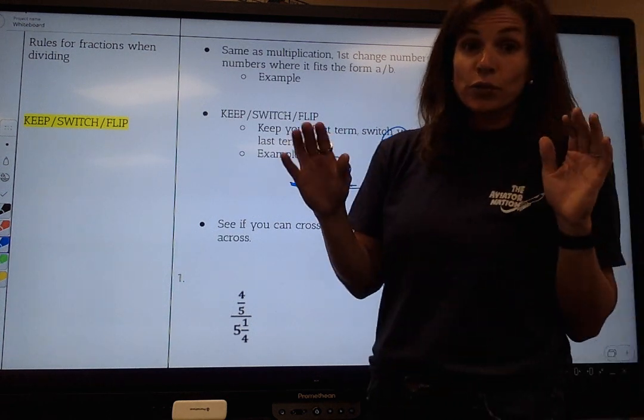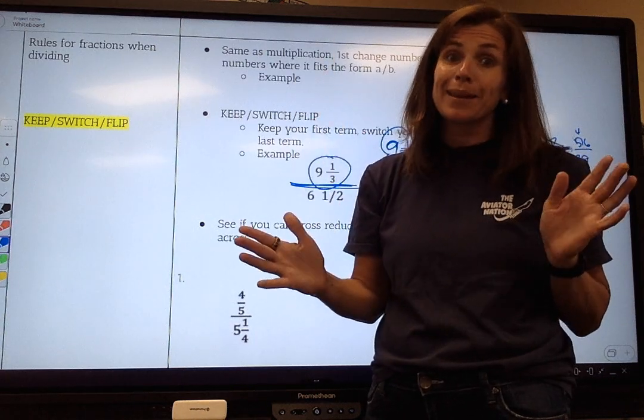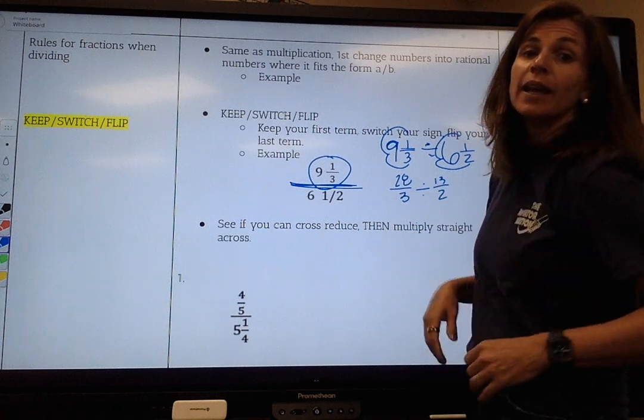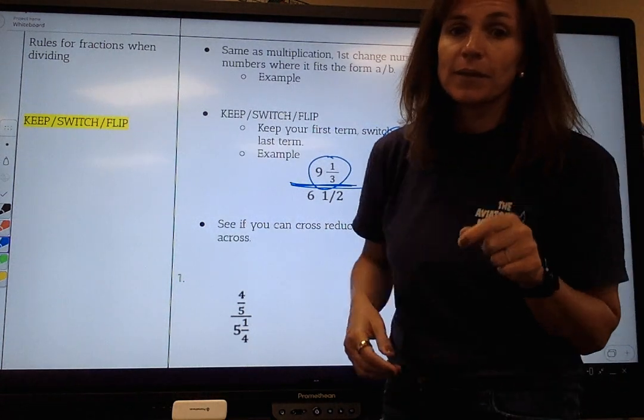So those are just refresher rules, but remember, multiplying, you gotta fit the form A over B. Same thing with dividing. You gotta fit the form A over B, C over D, and then division is keep, switch, flip. Okay. Come see me if this isn't making sense.